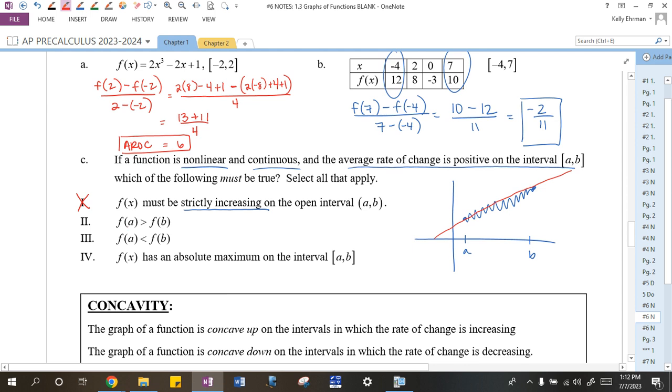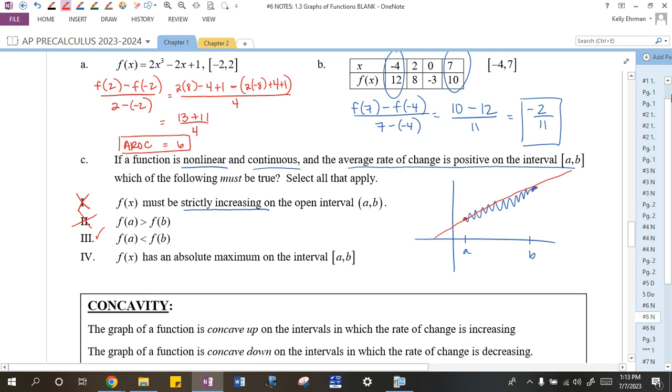Is f of a, the output, the function value, bigger than f of b? No, that can't be true. And again, this interval notation implies that a is less than b. F of a does have to be less than f of b to get a positive rate of change, so that seems right. F of x has an absolute maximum on the interval a to b.